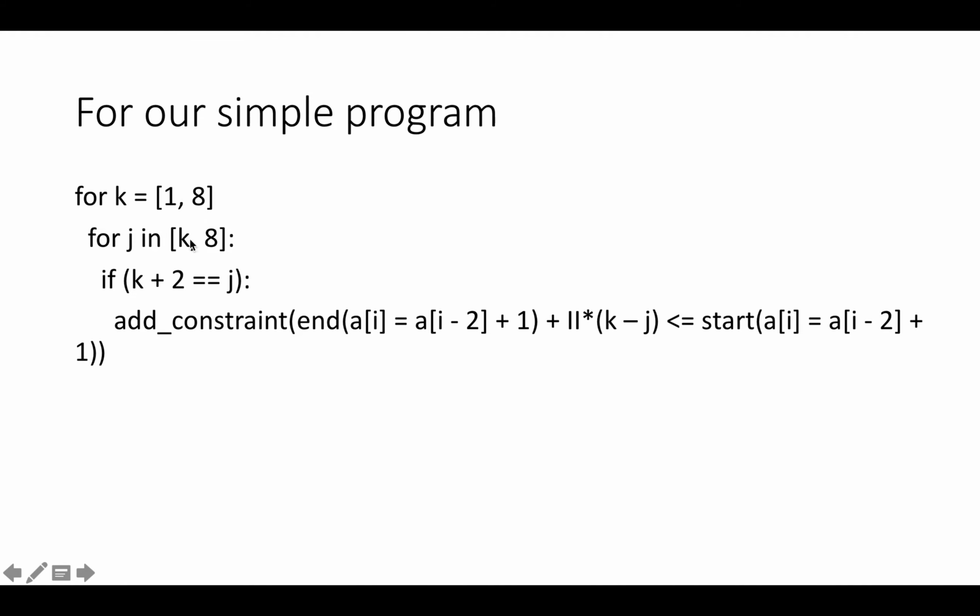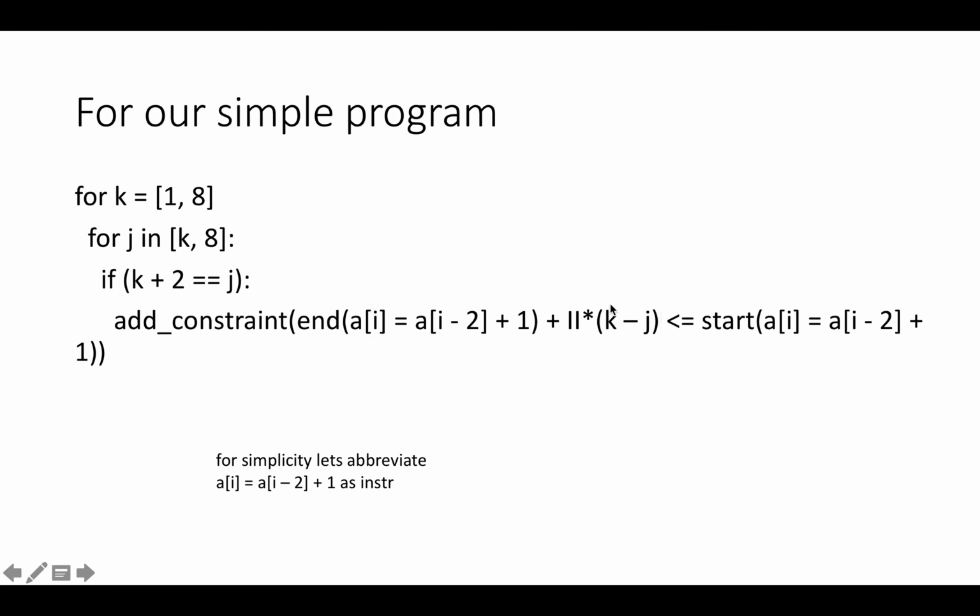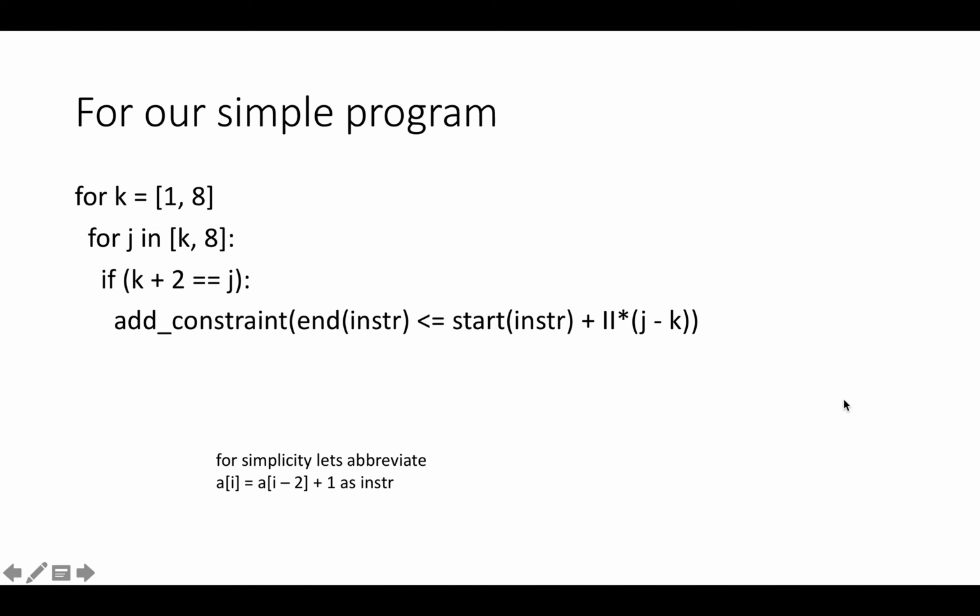For k equals 1 to 8, and for j from k to 8, if k plus 2 equals j, we're going to add this constraint. And just for convenience, let's reorganize this a little bit. Let's abbreviate the instruction as INSTR. So we're going to add a constraint of this form, and we're also going to simplify the arithmetic here. I'm going to move this term over to the right side. So instead of plus ii times k minus j on the left side, we're going to get plus ii times j minus k on the right-hand side. Just a little algebraic rearrangement and simplification.